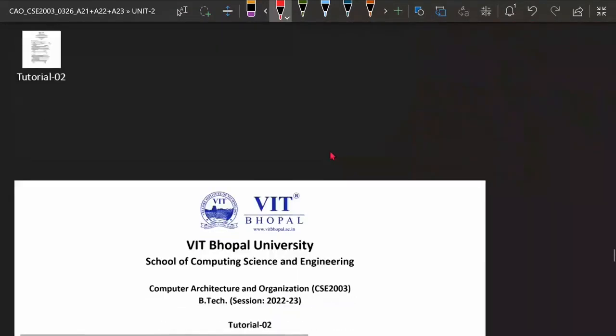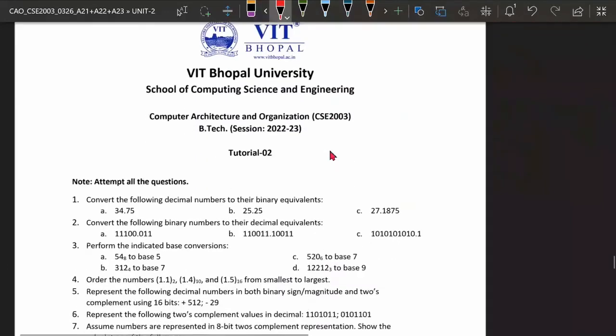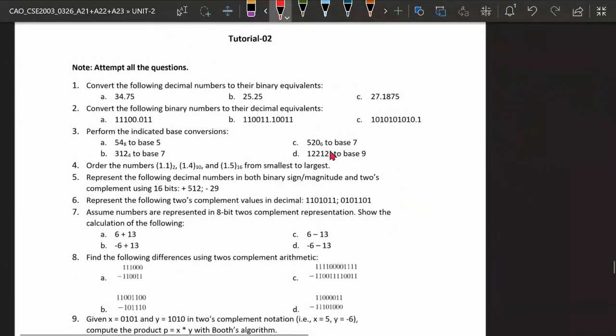So I hope you have got the basic idea of these operations. Now we will see the questions related to the tutorial questions.